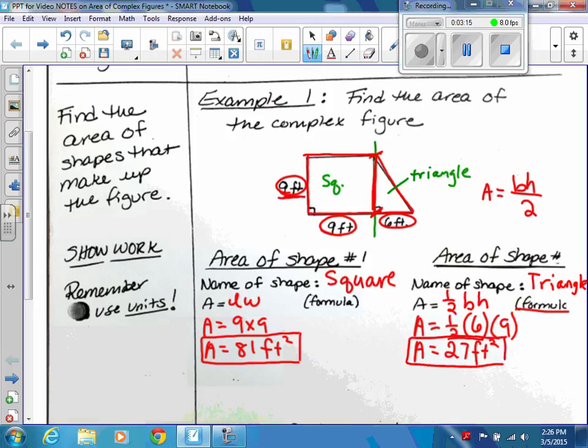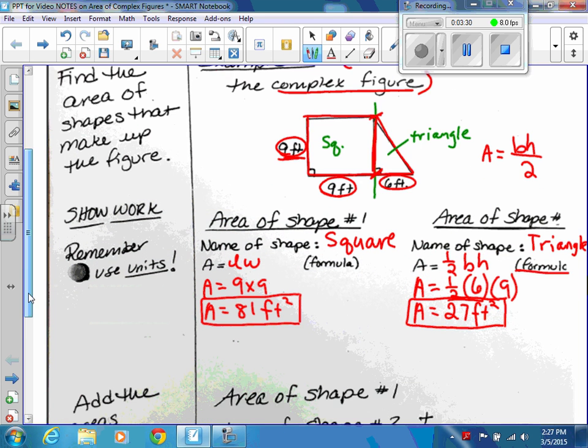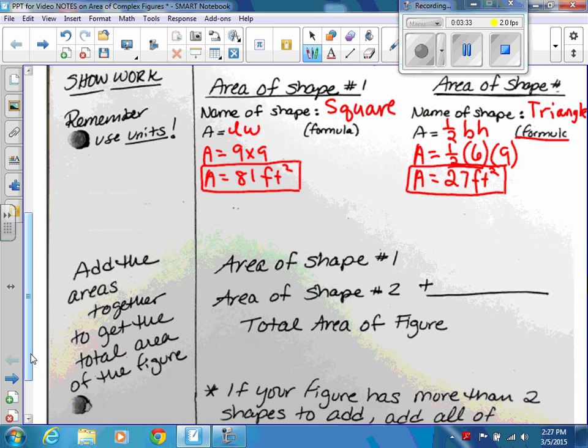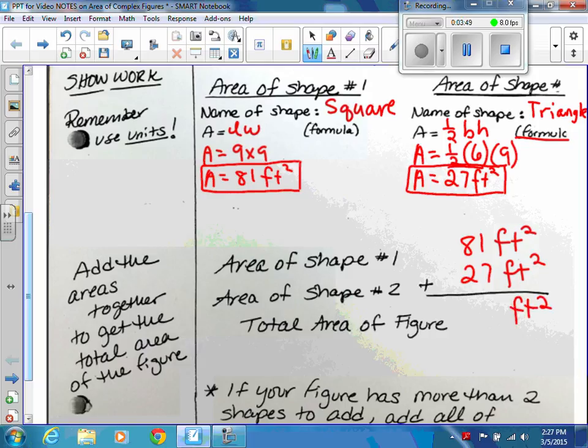Okay. But now I'm not done, because what I did is I found the area of two different figures. Remember, what I'm trying to do is here: find the area of the complex figure. That means I need to do something with these two things. So what do you think I'm going to do? Should be that I'm going to add them up, right? So shape 1 was 81 feet squared, and shape 2 was 27 feet squared. I know my answer is still going to be feet squared. And so my total area is 108 feet squared. This now is my actual final answer for what we're doing.